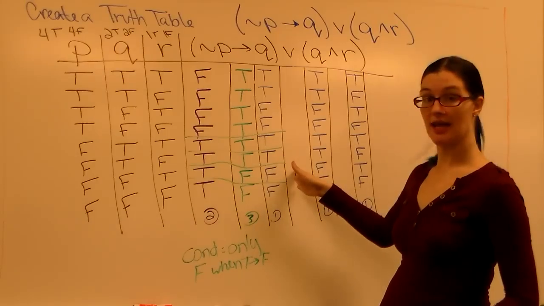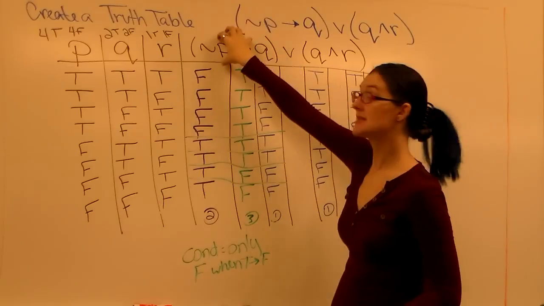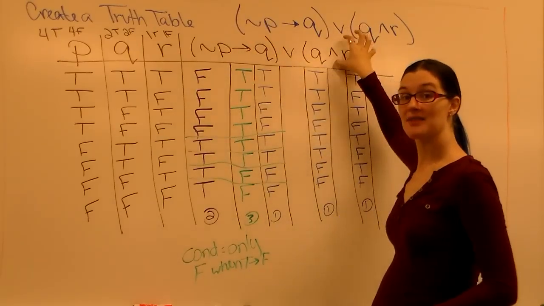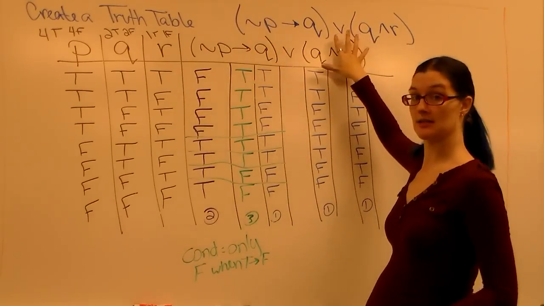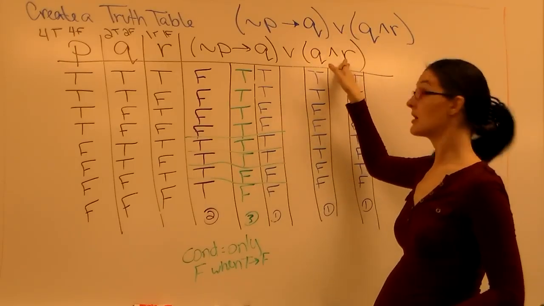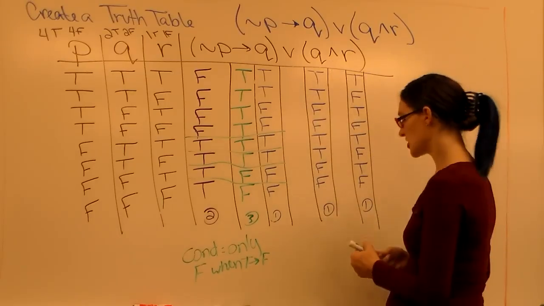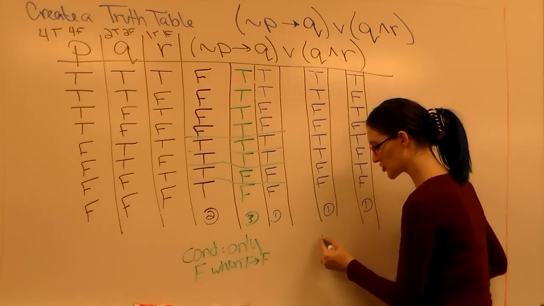Can't do the conjunction yet because I've got to finish inside of parentheses. I finished this set of parentheses, but I have not yet finished this set of parentheses. So I've got to finish it first. I've got Q and R, so this is a conjunction. And conjunctions are only true when both are true.